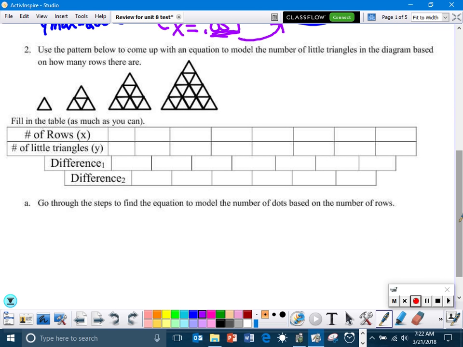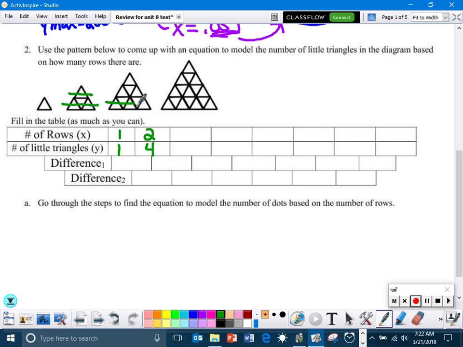So looking at the patterns, fill in the table as much as you can. So number of rows is the x. Like the first object that we have up there, there's only 1 row. And there's 1 triangle. Okay, the next figure has 2 rows. Remember, rows go left and right. So it has 2 rows. And it has 1, 2, 3, 4 triangles.